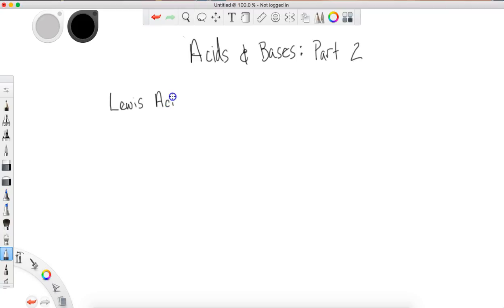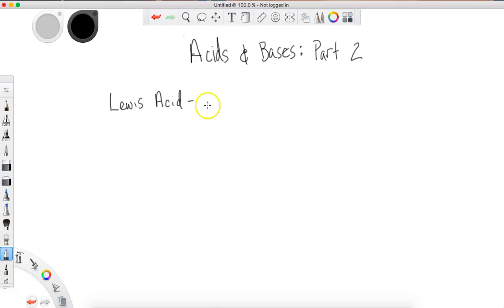So if you remember last time, we talked about the Arrhenius definition, and we really focused on the Bronsted-Lowry definition. The Lewis definition is going to be the broadest of all definitions, so we can really start classifying most organic compounds as acids or bases based on this definition. It's also going to focus on electrons.